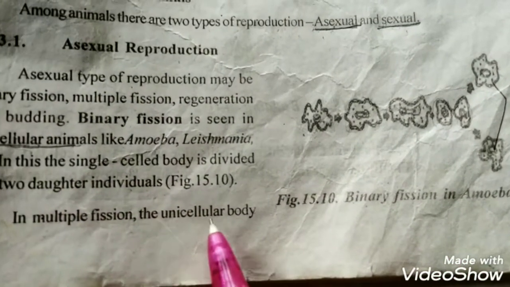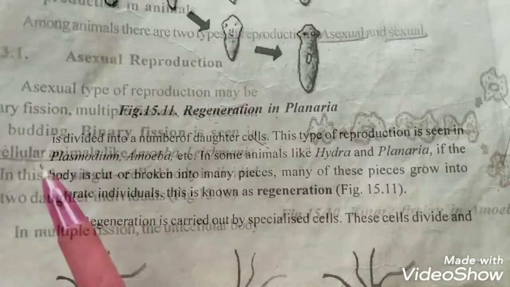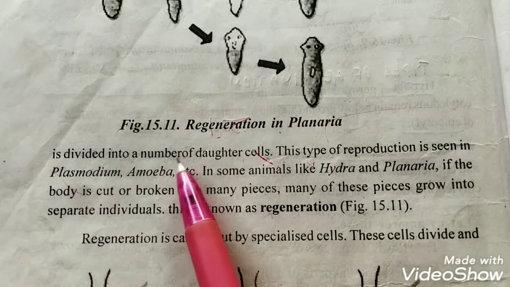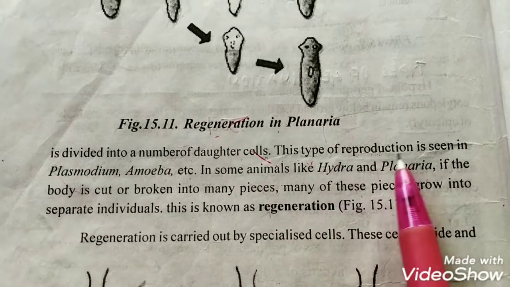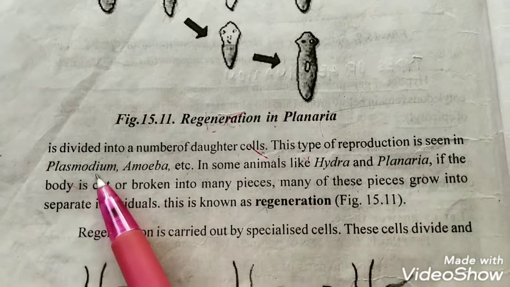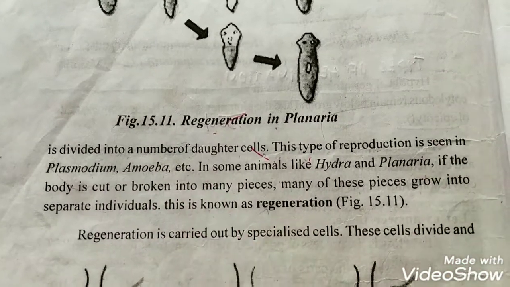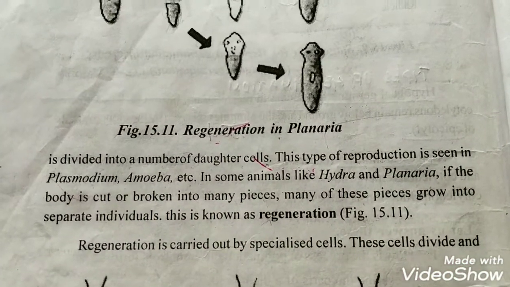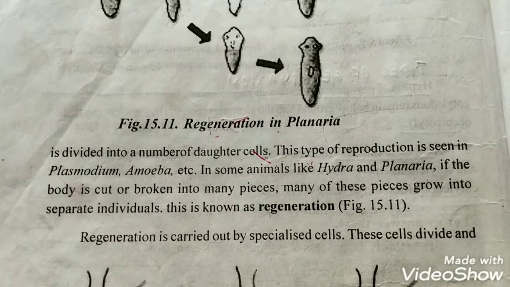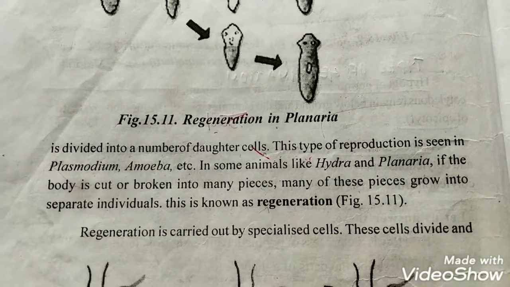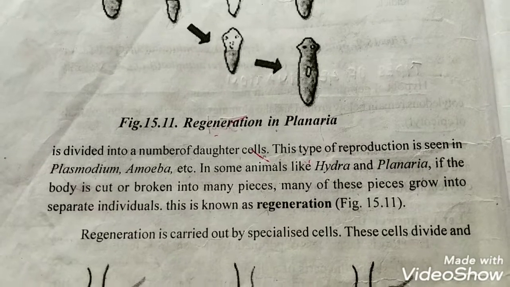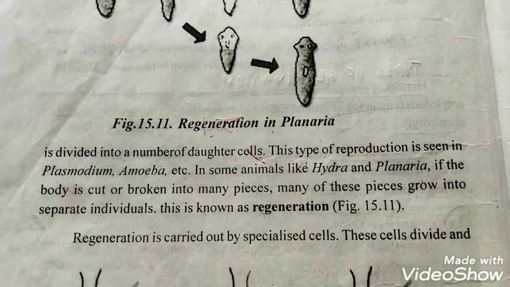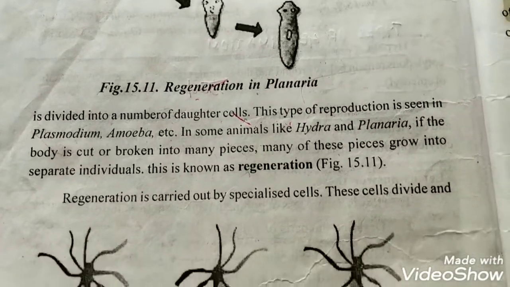In multiple fission, the unicellular organism is divided into a number of daughter cells. This type of reproduction is seen in Plasmodium, amoeba, etc. So, in the second type of asexual reproduction, that is multiple fission, what happens is that one parent cell will give rise to a large number of daughter cells, or more than two daughter cells.